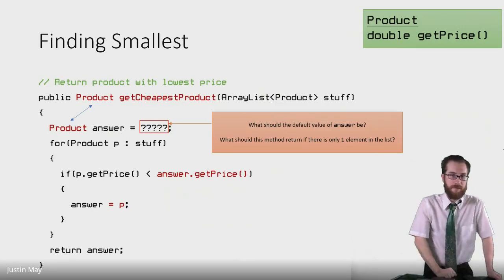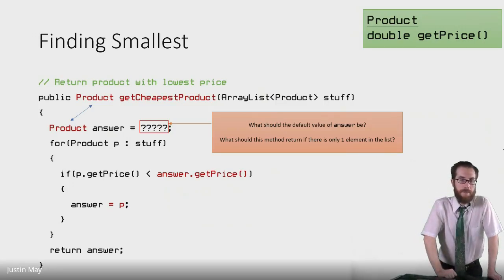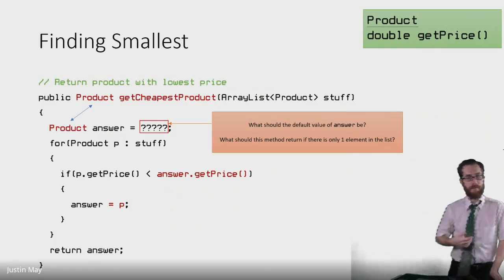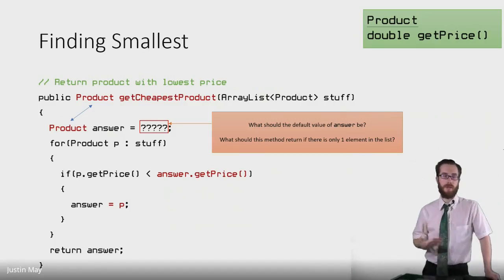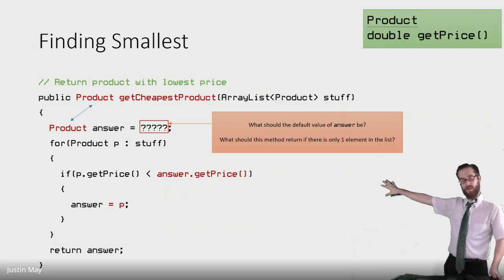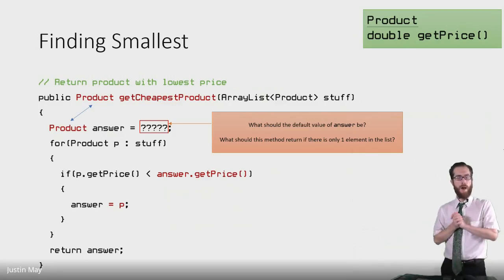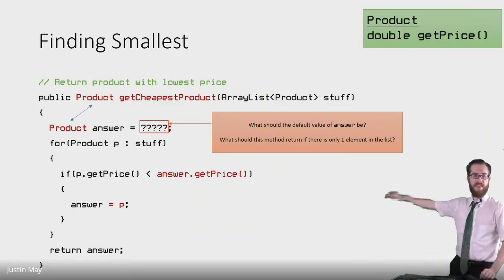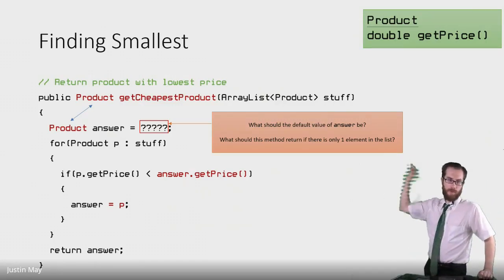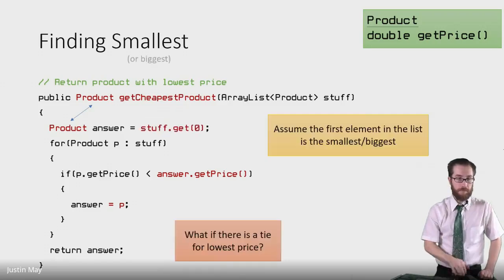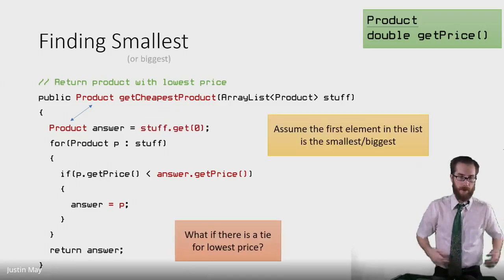So let's figure out the answer to this question. What should the default value of answer be? So in this case, I want you to think, what if there's only one product in stuff? So for this particular question, we're not going to worry about if there's no products in stuff. We're going to assume there's at least one product because it wouldn't make sense to find the cheapest product in a list of nothing. So if there's only one product in stuff, then what would our answer be? What would the cheapest product be? And it would be that one product, right?